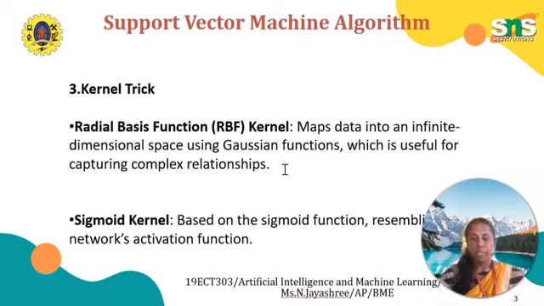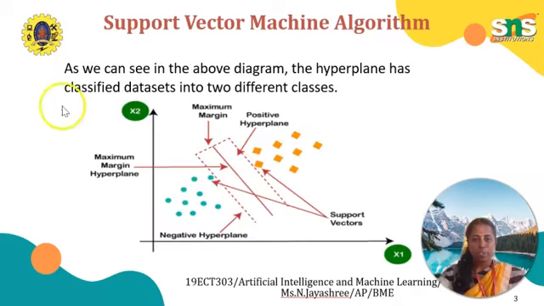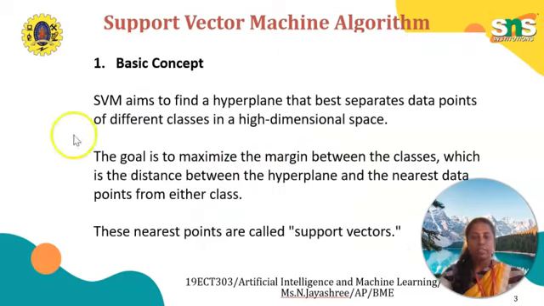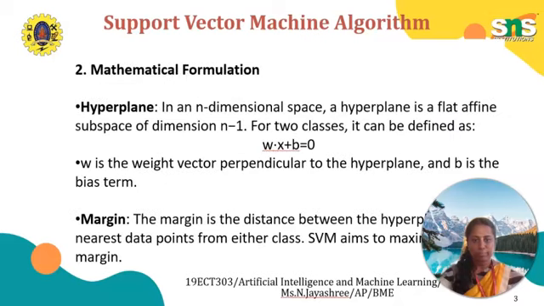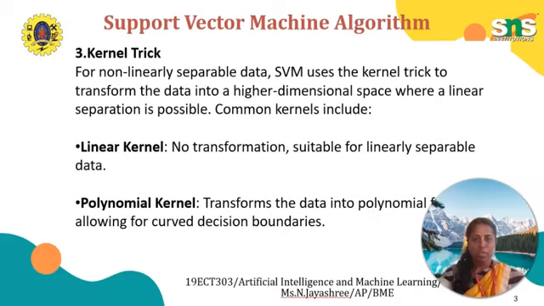These are the three main basic steps behind the support vector machine algorithm. Number one is the basic concept: the positive hyperplane, negative hyperplane and intermediate hyperplane, which maximizes the margin between the classes and the distance from the hyperplane. Number two is the mathematical formulation, and number three is the kernel trick. Let us see some more steps in the next upcoming PPT.